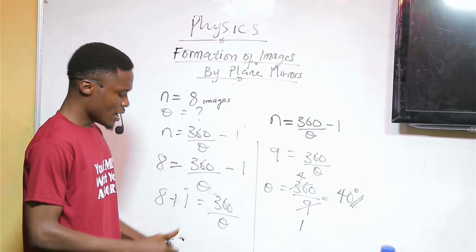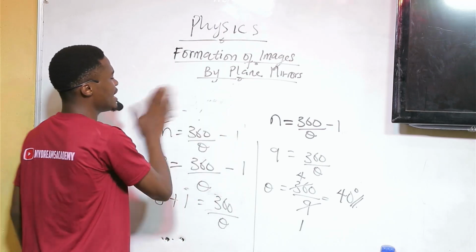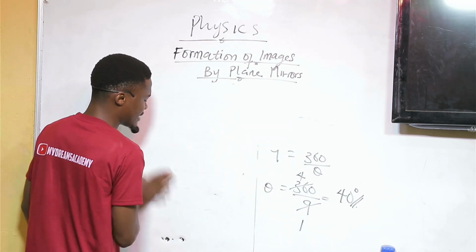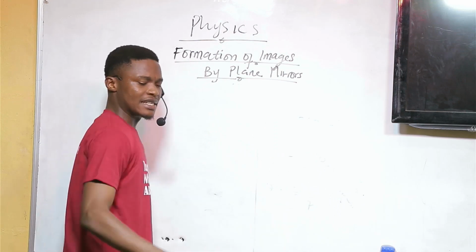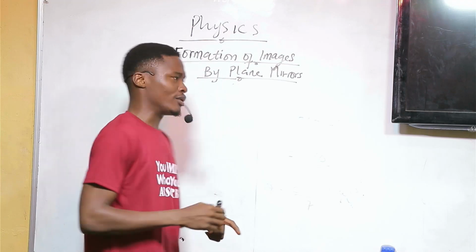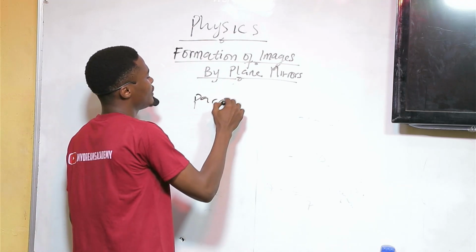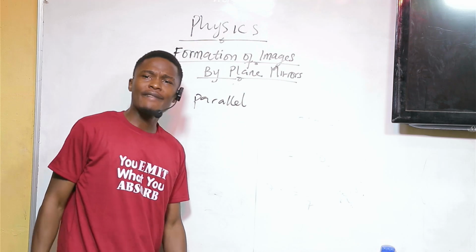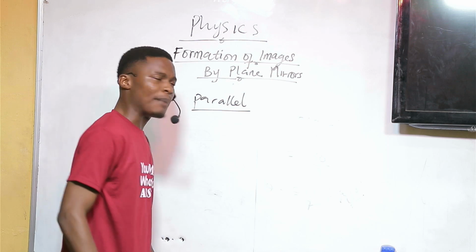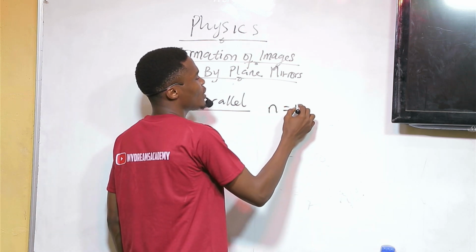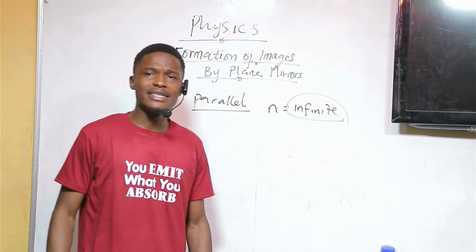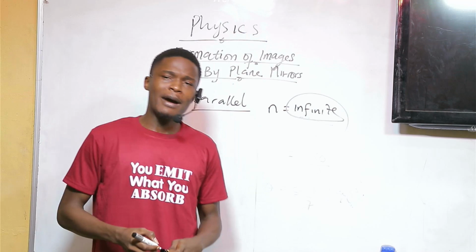Now, another interesting question we will normally see in maybe a WAEC exam, or in JAMB, or even in School of Nursing exams, is they will tell us that we should find the number of images between two mirrors that are parallel. If the mirrors are parallel, we should find the number of images formed. Always know that whenever you hear that the mirrors are parallel, the number of images is always infinite, meaning you are going to see a large number of images that you will not be able to count.